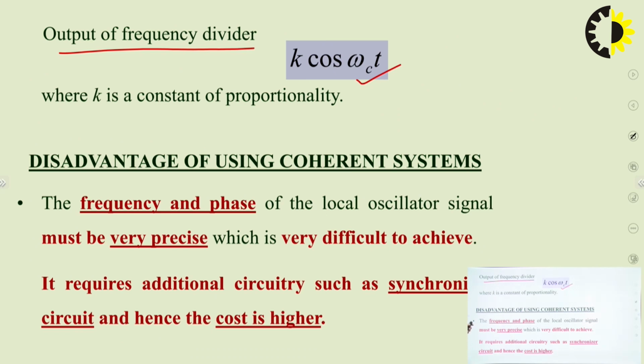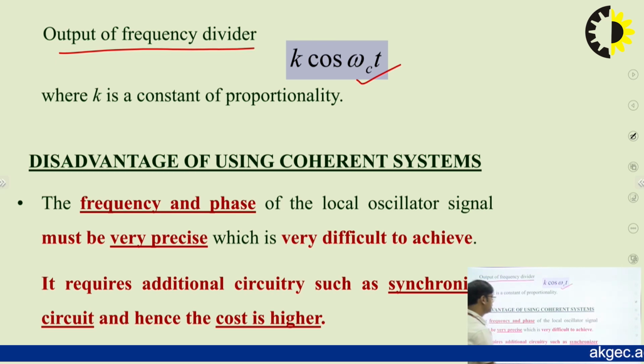So we can see the drawback of this system, coherent or synchronization system, is that the frequency and phase of the local oscillator must be very precise, which is difficult to achieve, and to overcome it, it requires additional circuitry, and due to that its cost is high.